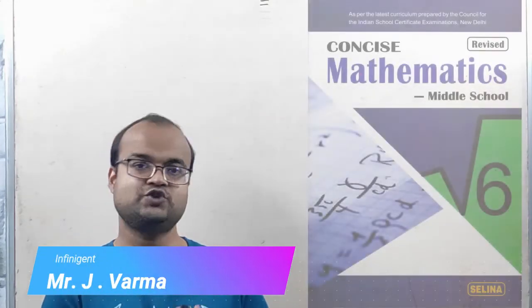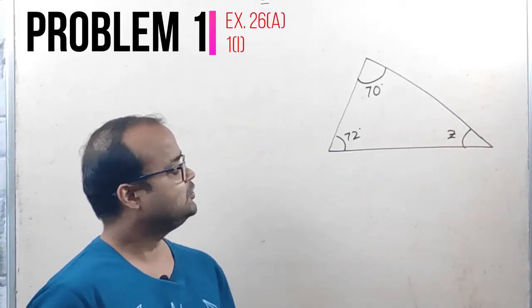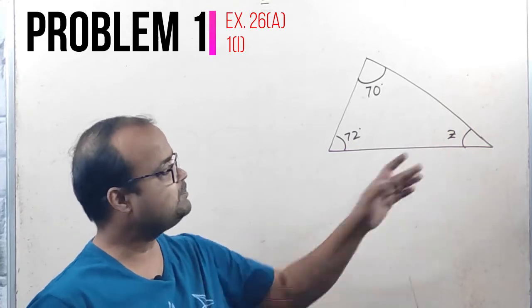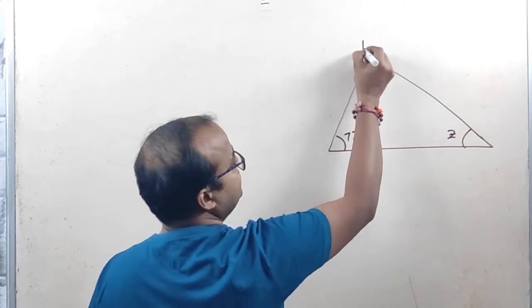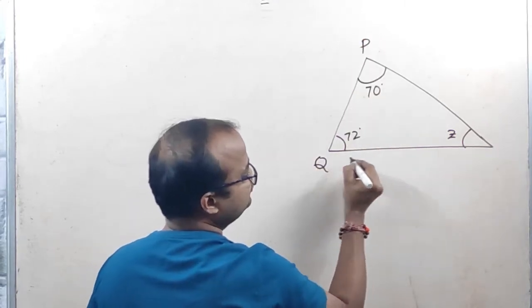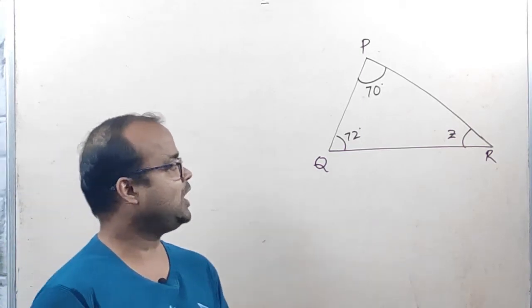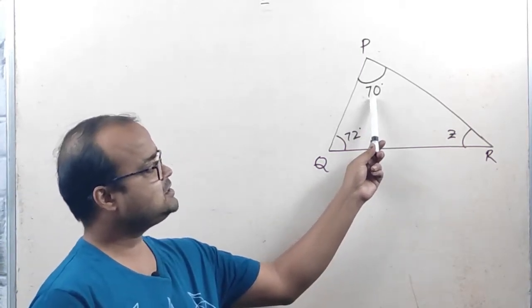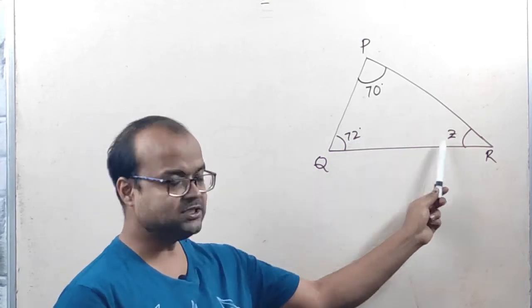Hello and welcome everyone. In this part, I am going to discuss problems based on triangles for class 6. Now, our first problem is we need to find out the value of z. So first we name the triangle as PQR. In triangle PQR, internal angles are given as 70, 72 degree and z.